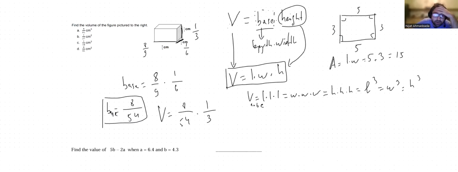That's pretty cool. Okay, so now this 54 and 8 can be simplified because they both are divisible by 2. So this will be 27 and this will be 4. And now we multiply the numerators, 4 times 1, and here 27 times 3. So the answer will be 4 over 81, which is answer A.